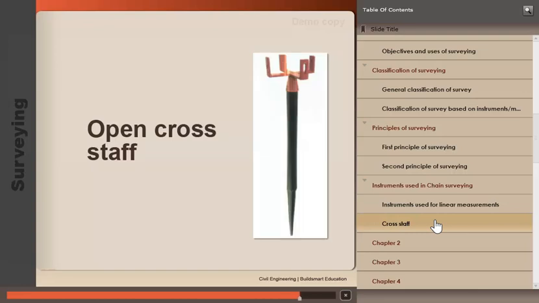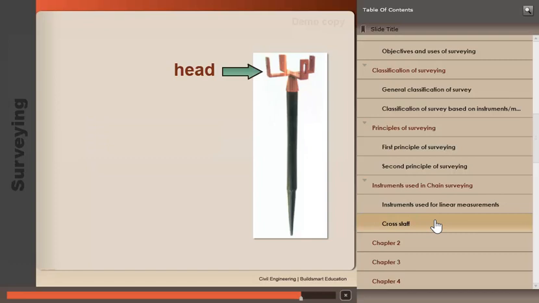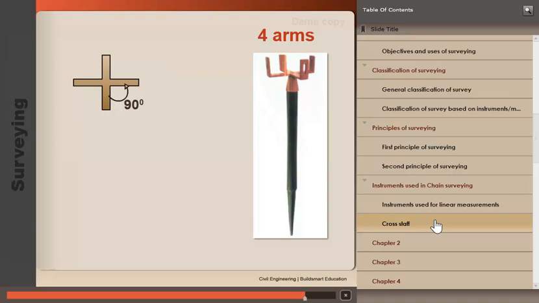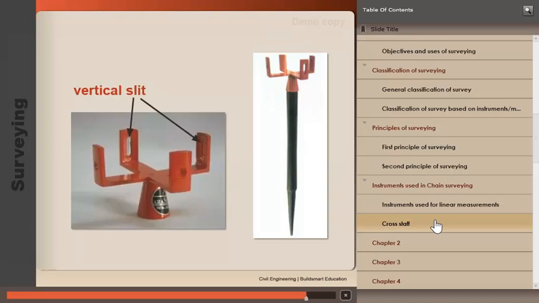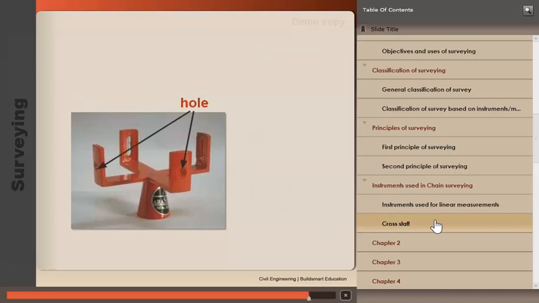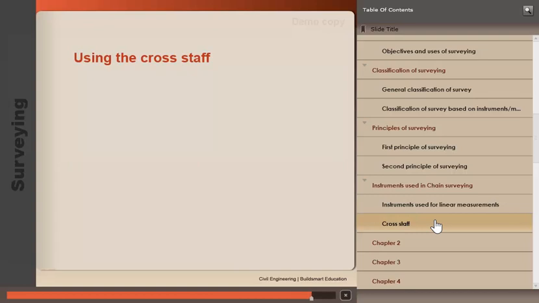This instrument consists of two parts: the head, and the wooden pole. The head has 4 arms, each set at 90 degrees. A vertical slit is present at the 2 arms, as shown. And the other 2 arms have opening or small hole in them. Let us now see how to use this cross staff.